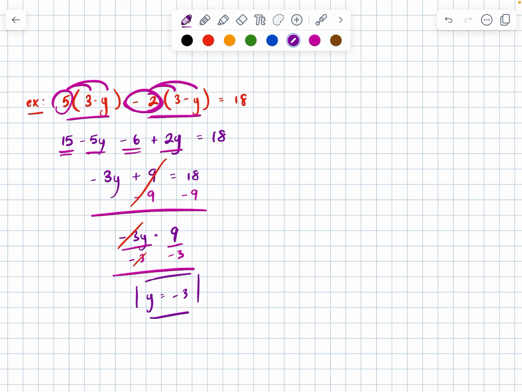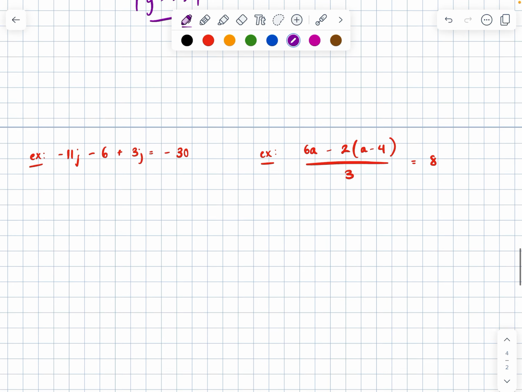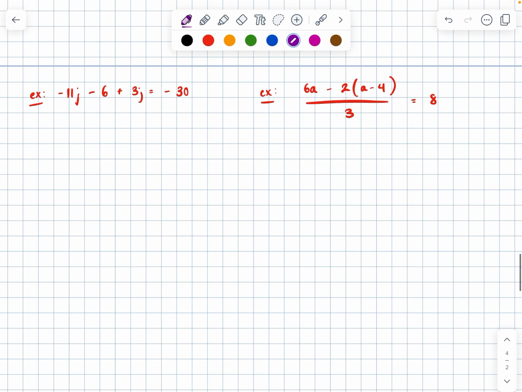Very nice. So I've got a lot of different tools in my arsenal here. I just want to think strategically about how I can use them. Let's see 2 more. Like before, I'll give you a little bit of time to work on these on your own. So we've got 11j, negative 11j, minus 6 plus 3j equals negative 30. And then 6a minus 2 parentheses a minus 4 all over 3 equals 8. Same idea. Give yourself a little bit of time, 2 minutes, 3 minutes. See how far you get.